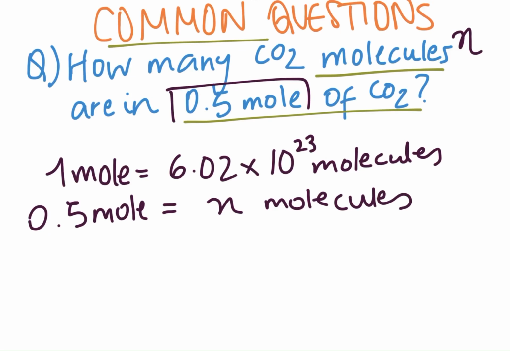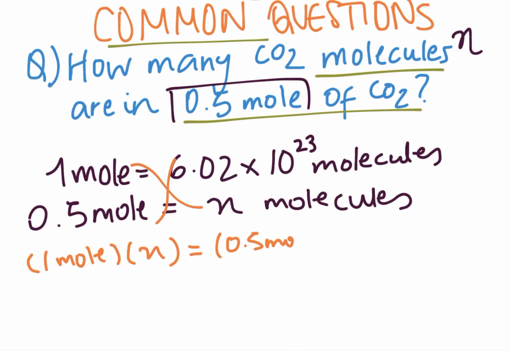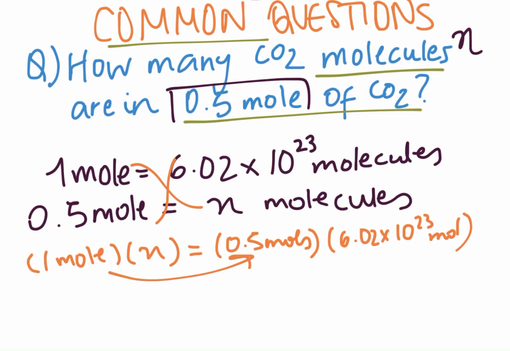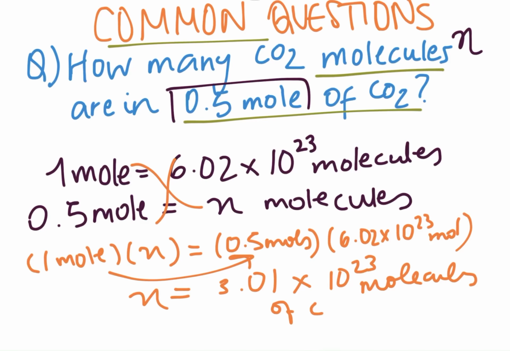Now what you do is you cross multiply. So you write 1 mole multiplied by X is equal to 0.5 moles multiplied by 6.02 multiplied by 10 to the power of 23 molecules. The 1 goes there by dividing, and so you get X as 3.01 multiplied by 10 to the power of 23 molecules of carbon dioxide as your final answer.